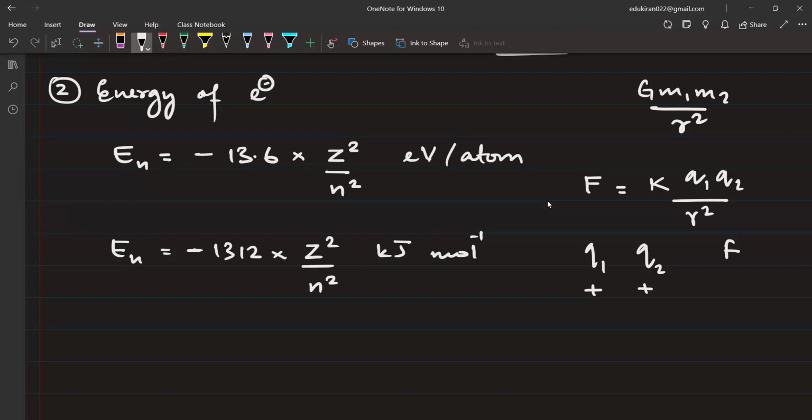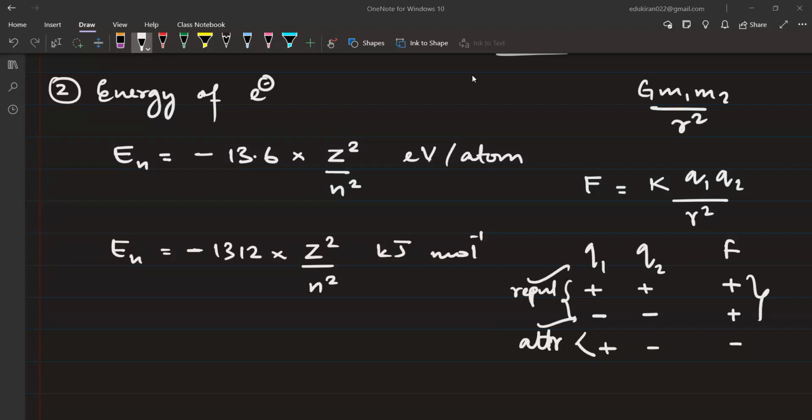Force will be positive. If Q1 is negative and Q2 is negative, force will be positive. In both of these cases there will be repulsion. Correct? And if one is positive and the other is negative, force will be negative, and this will mean that this is attraction. Do you understand this? The positive and negative sign has no role other than telling about repulsion and attraction.